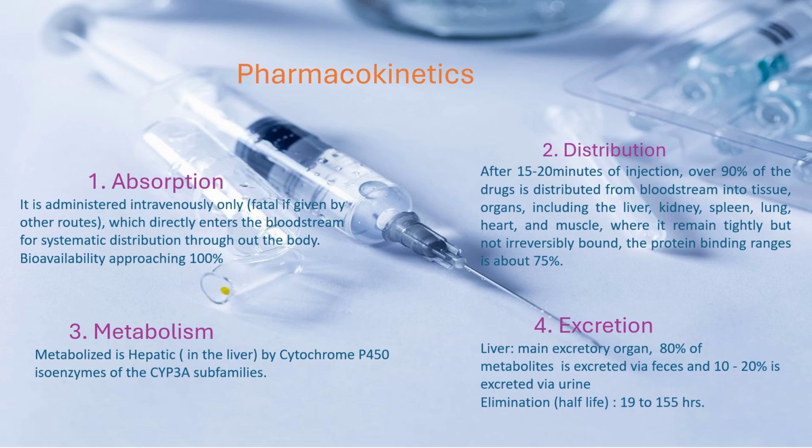The third one is metabolism. Metabolism is hepatic, which occurs in the liver by cytochrome P450 isoenzymes of the CYP3A subfamily. And the fourth one is excretion. The main excretory organ is the liver, where 80% of the metabolites are excreted through feces and 10 to 20% is excreted through urine, and its elimination half-life is 19 to 155 hours.